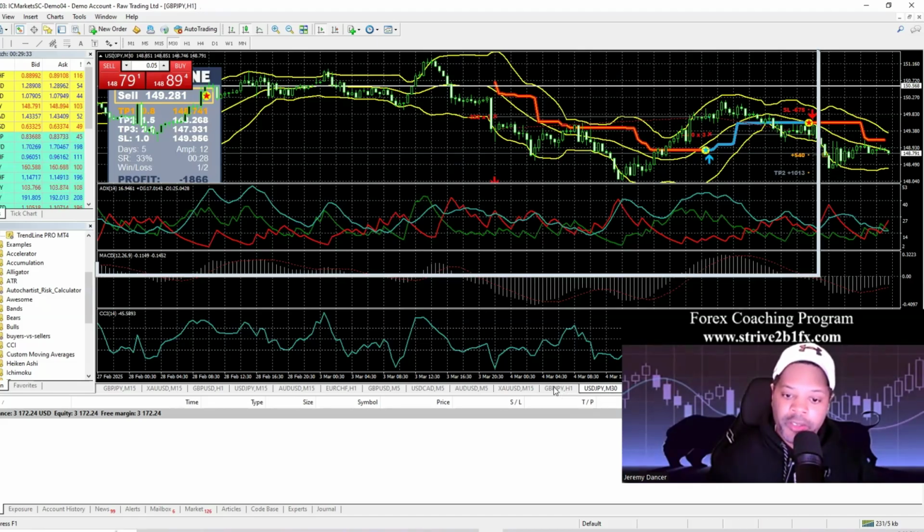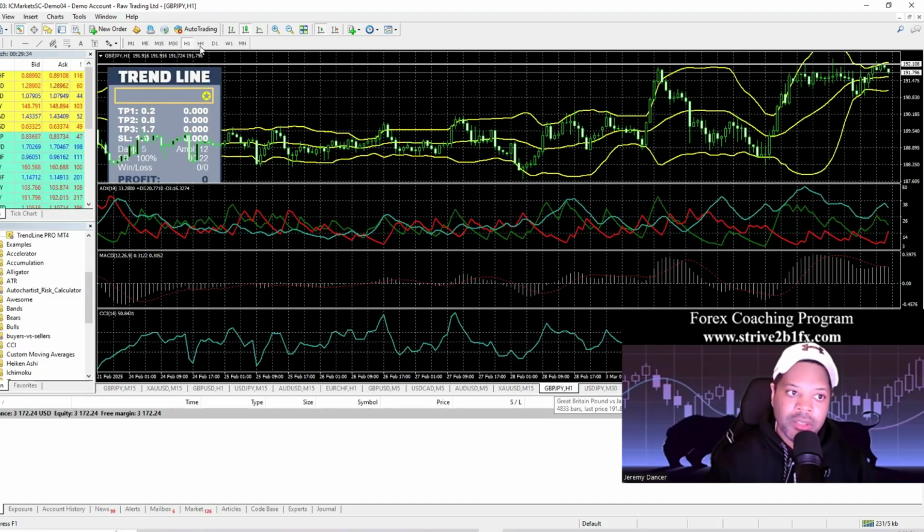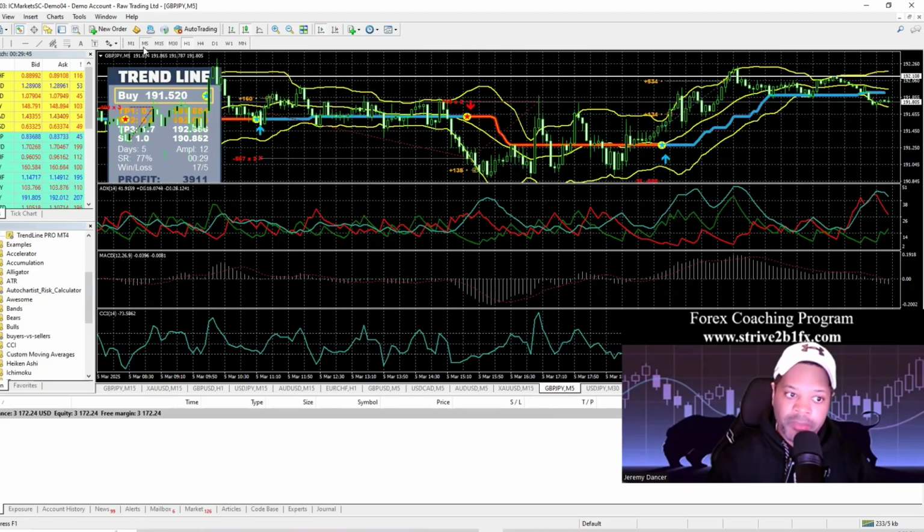I'll just look at one more, the pound Japanese yen. So you can see on the 1 hour time frame, that's not going to be one you're going to use. Let's go to the minute 5. So this is pretty good. 77% win ratio, 17 wins, 5 losses. This is fairly reliable.